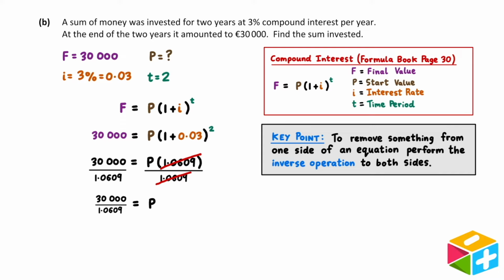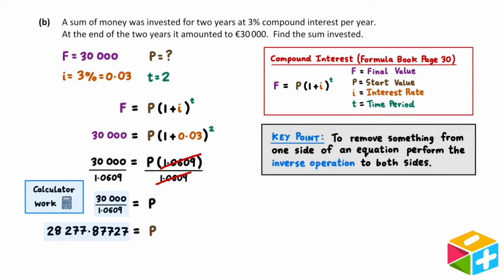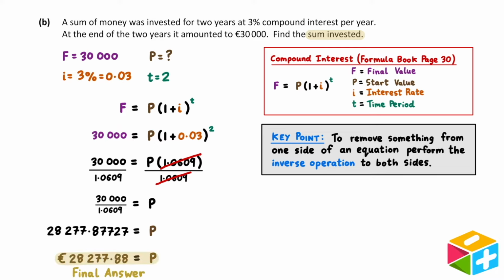All we have to do from here is to go to our calculator and type the left-hand side in. Our answer here represents the sum of money invested. So our unit is the euro. And by convention, we round euros amounts to 2 decimal places. This gives us a final answer of €28,277.88.